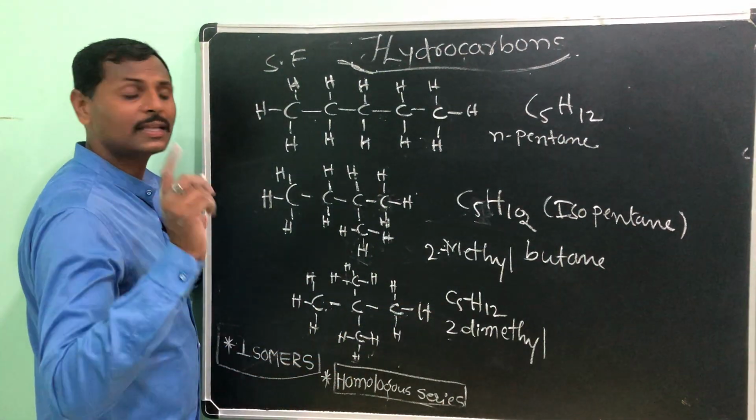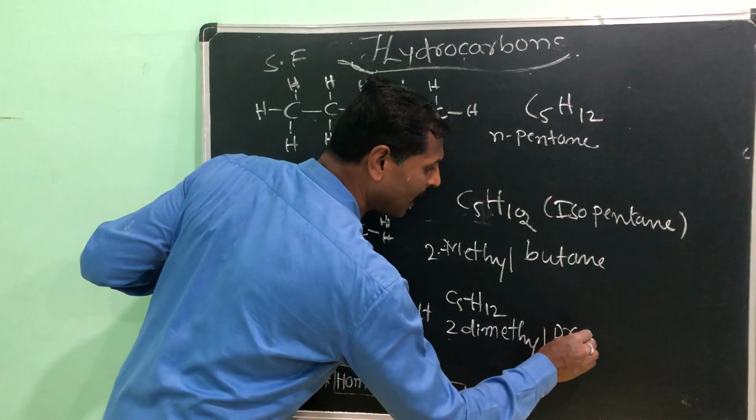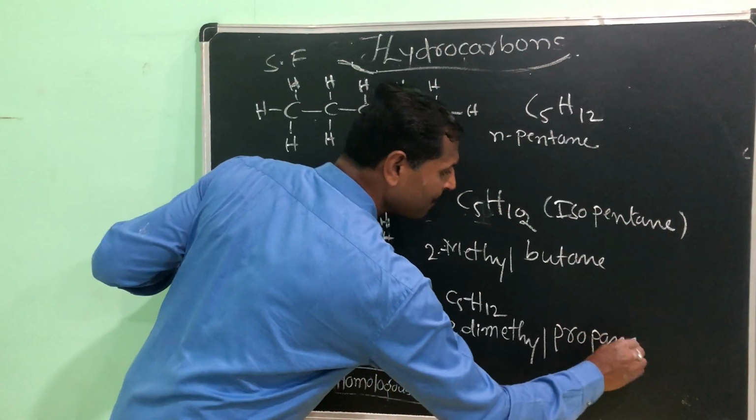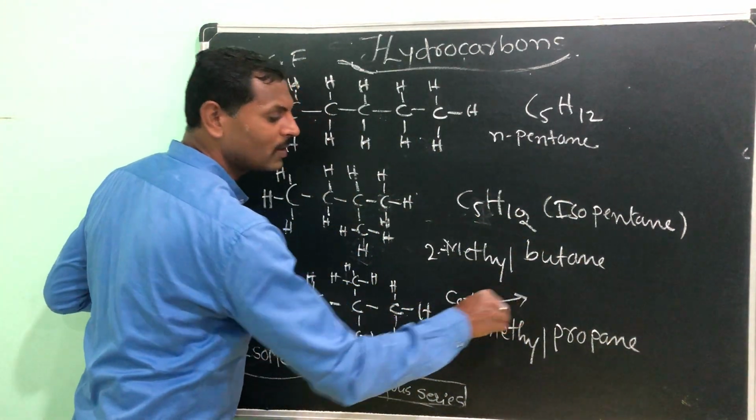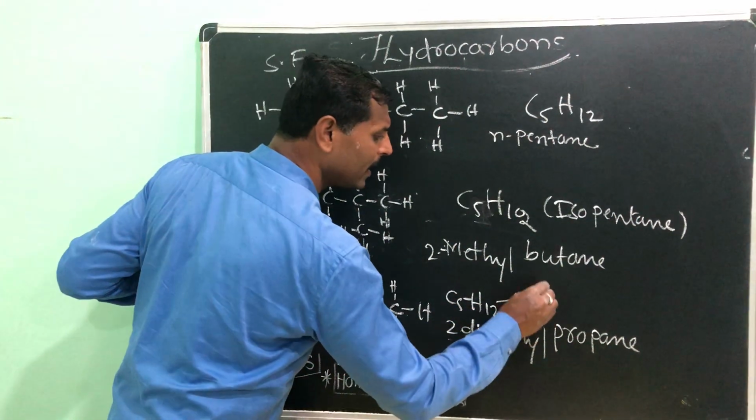How many carbons are there? 3. Then write like this, 2,2-dimethyl propane, or one more name for this one is neopentane.